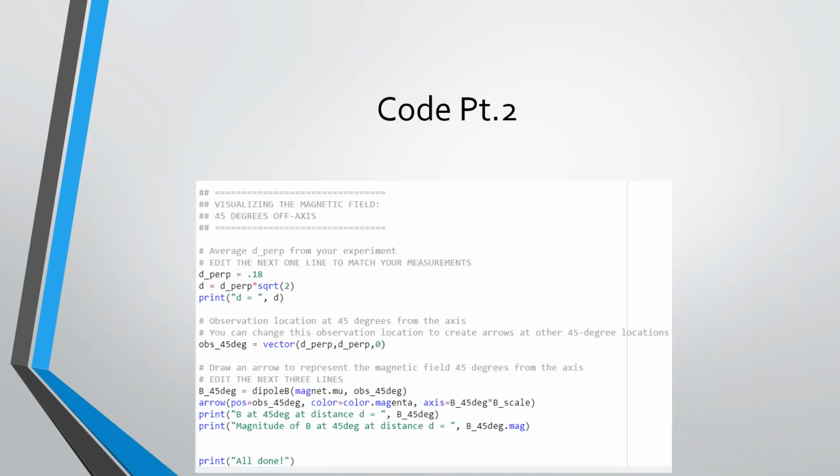For the next part of the code, because we need 2 parts since there's a lot of code, we're taking the 45-degree off-axis magnetic field. So we need to calculate that. We're calling that dperp, and we're going to print that at the end as well. Along with this, we have the observation locations and the arrows for the off-axis magnetic field.